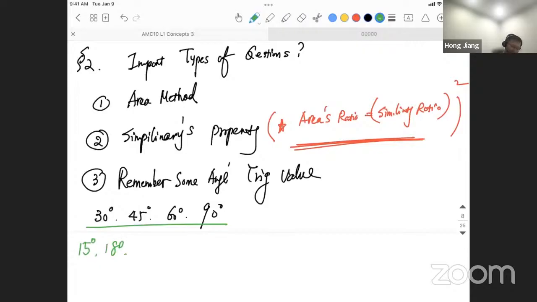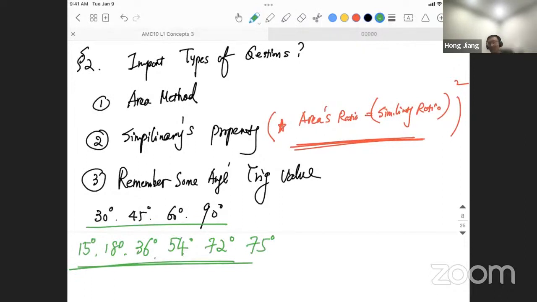18 degrees, 36, 54, 72, 75. If you can remember the accurate values, not the approximate values, of these, sometimes you can save your time significantly. Trust me, I'm going to give you some examples. In our regular lectures, we really ask all my students to remember this. You have to remember this.